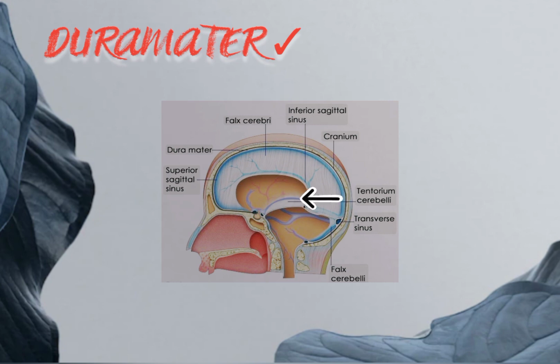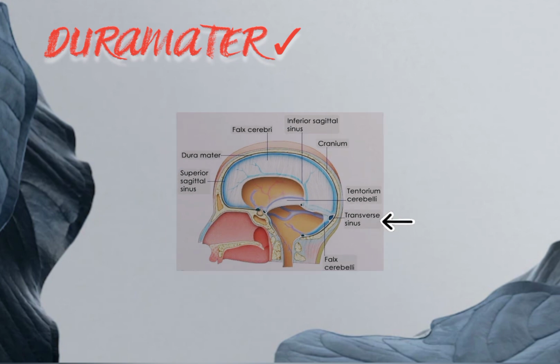Now the third one is the straight sinus, which runs along the attachment of the tentorium cerebelli over here. Another important venous sinus is called the transverse sinus, which runs along the attachment to the occipital bone.